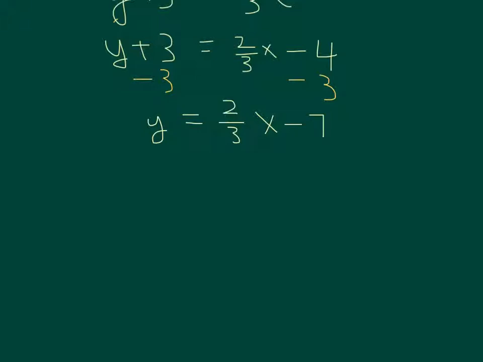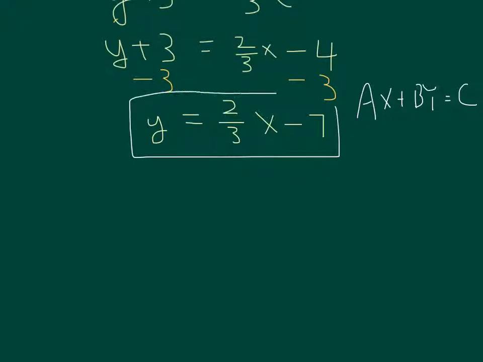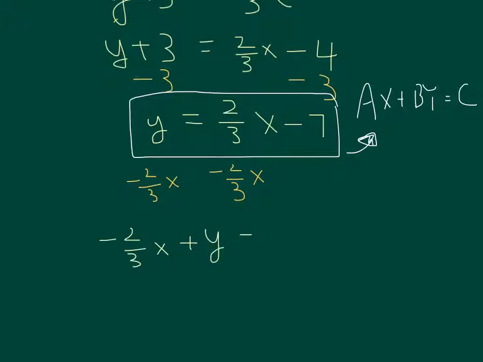I'm going to write down my form, right? ax plus by equals c, and I want to get it to this form. I now have it in slope-intercept form. I want it in standard form. So my first step is to subtract away the 2/3 x, right? That way, I want to have the x on the left side. So I have -2/3 x plus y equals -7.